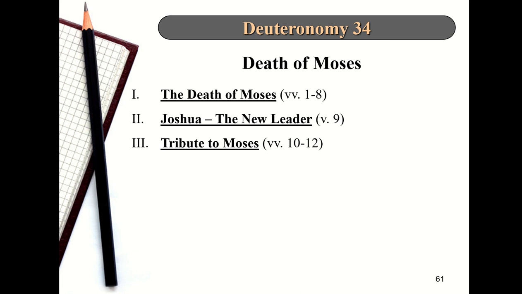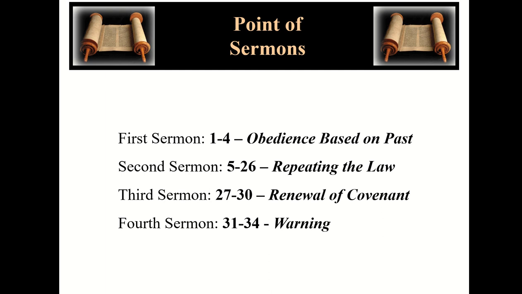Now, Moses wrote the book except for the last chapter. This obviously could not have been written by him. Who wrote it? Perhaps Joshua, though we do not know. So here are the 4 sermons. And so we're going to leave on this note of the 4 sermons of the book of Deuteronomy.